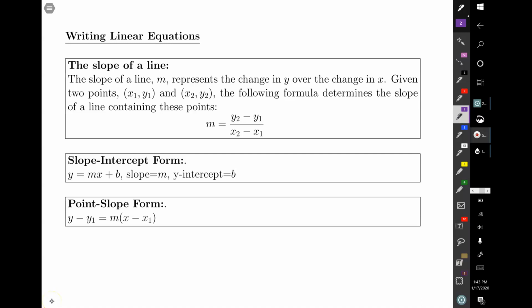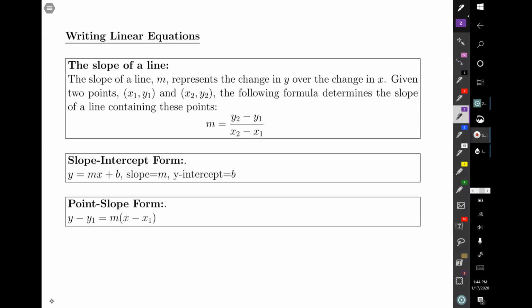This video covers part 2 of the 2.2 section, writing linear equations. The slope of a line m represents the change in y over the change in x. So we often call that the rate of change. Later we'll call that the average rate of change.